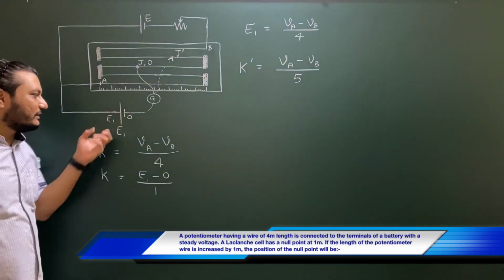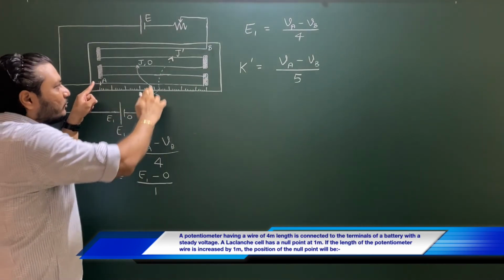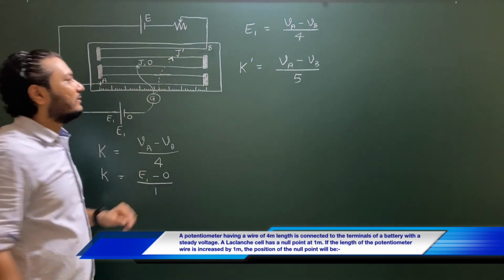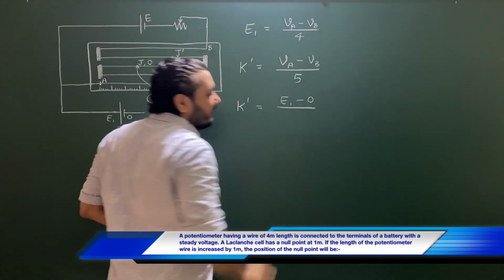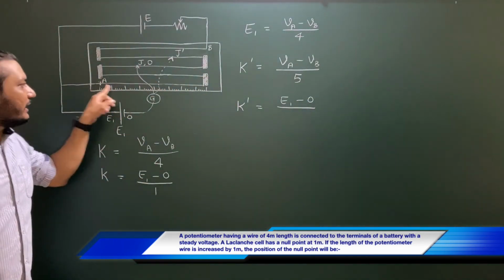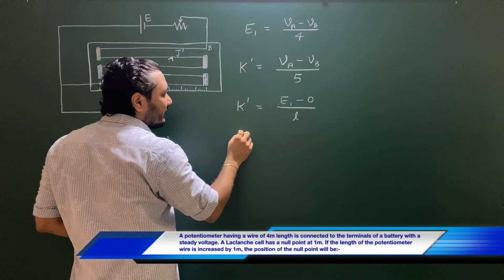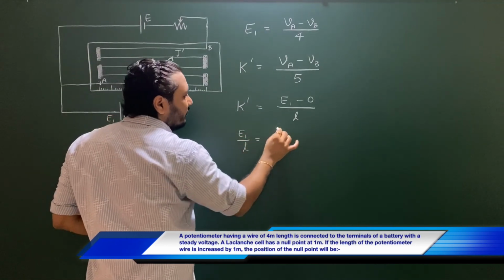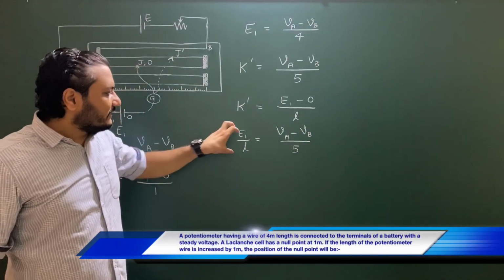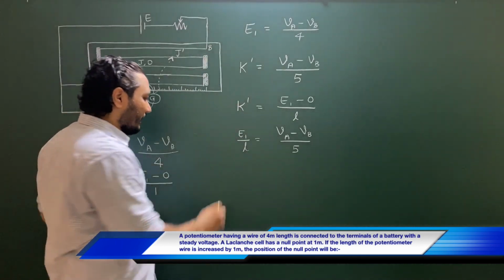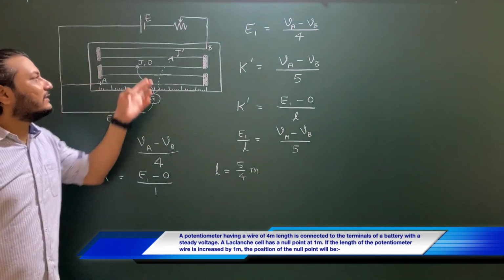Then from the secondary side, the potential here is 0, here it is E1. So up to point A, the potential remains E1, and then up to this point J dash, the potential is 0. So you can define the potential gradient as E1 minus 0 divided by the length of the wire from A to J dash. Let us call that length L. Now if you simplify these two equations, you will get E1 over L is equal to VA minus VB divided by 5. Now if you solve this equation and that equation simultaneously, you will get the L value as 5 by 4 meter. It means the new balancing length is 5 by 4 meter.